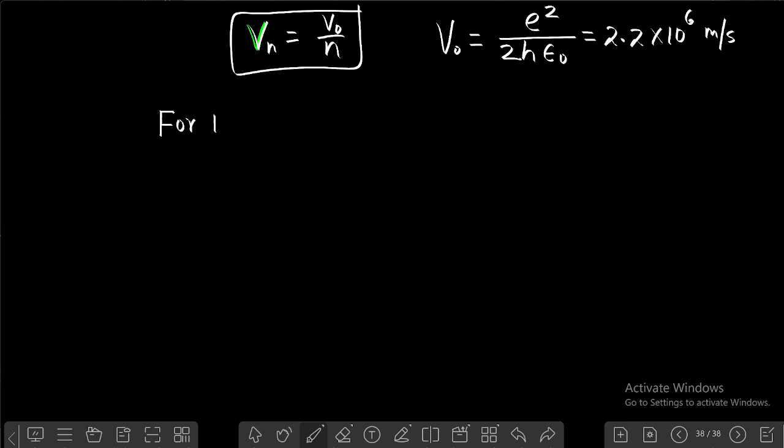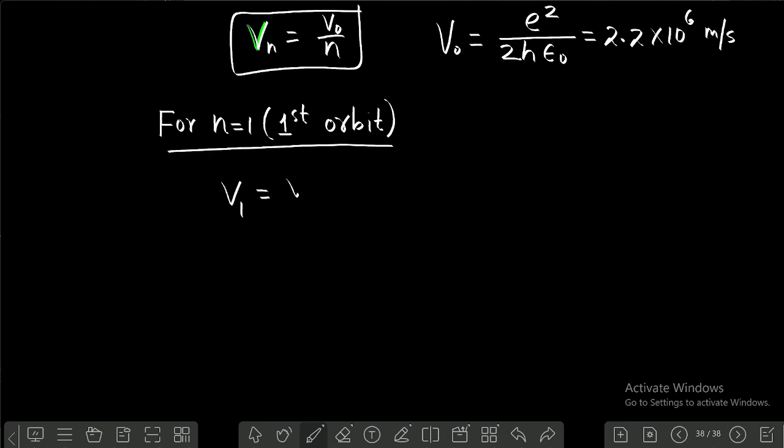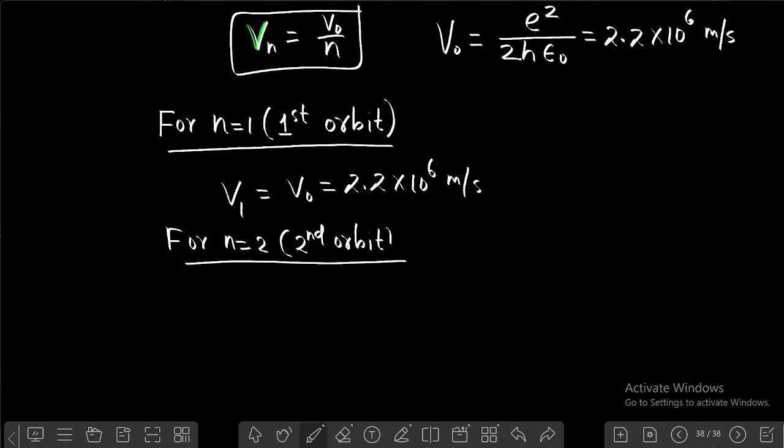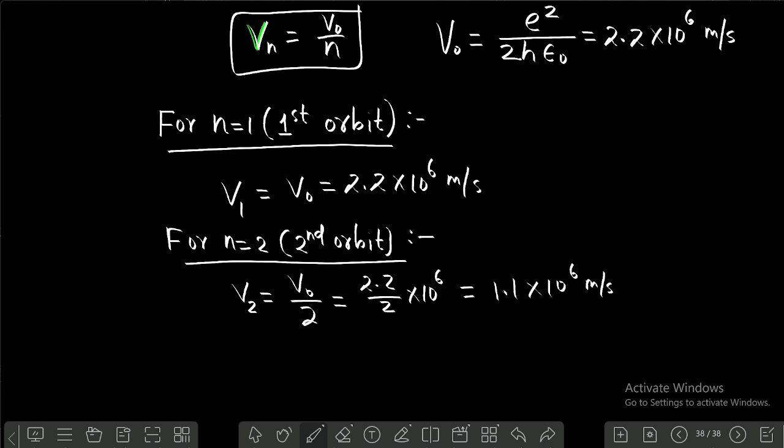Now, for n equal to 1, that is your first orbit. So what is your V1? V naught. So the electron speed in the first orbit is this much. For n equal to 2, which is the second orbit, V2 is V naught by 2. So it is 2.2 by 2 into 10 to the power 6, which is nothing but 1.1 into 10 to the power 6 meter per second. Okay.